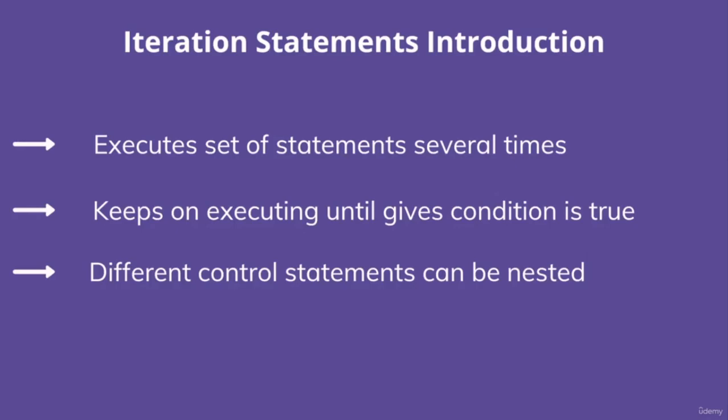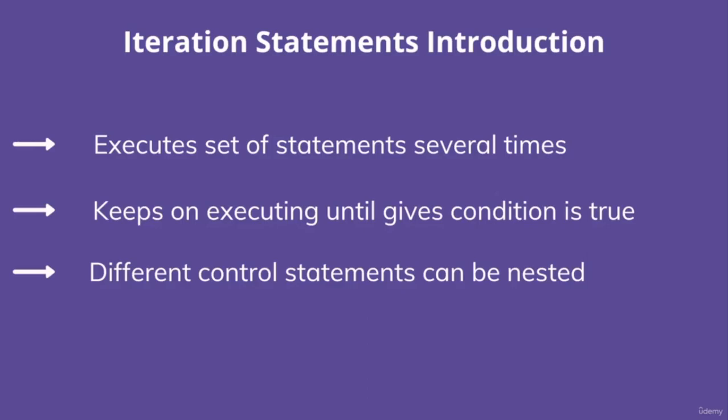For example, if I want to find the even numbers from 1 to 100, I will have to write the code for checking even or odd again and again. But rather than writing the same code again and again, I can put this code inside a loop which will provide different values from 1 to 100 continuously. And inside the loop, we will check the condition. If the number is even, we will print that.